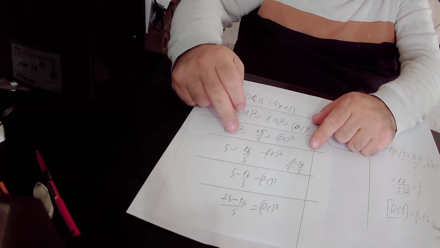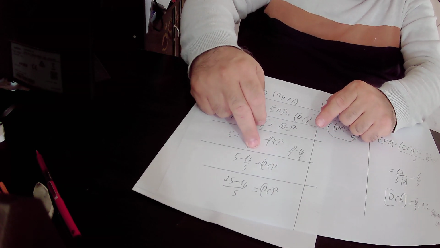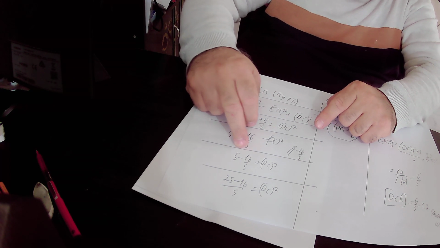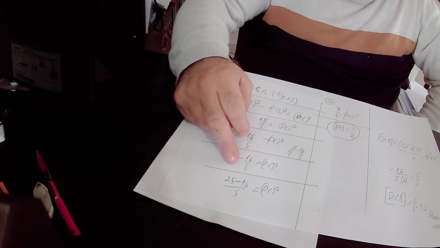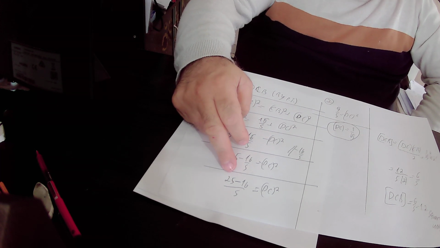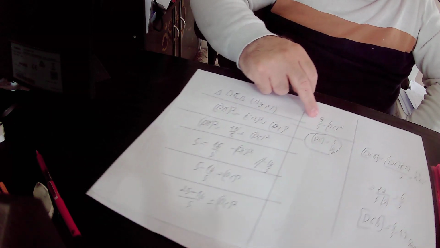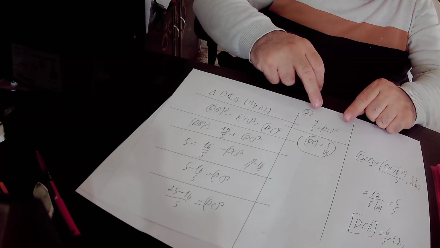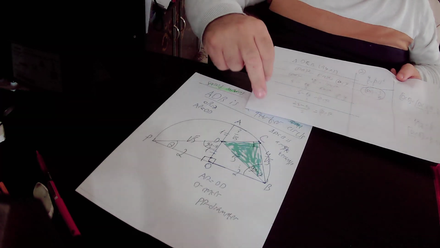We subtracted 16 fifths from this equation and found that 5 minus 16 fifths equals DC squared. We multiplied 5 by 5 and then divided by 5 in order to have a common denominator with this expression. So 5 times 5 is 25, and we have 25 minus 16, which is 9. So in conclusion, 9 over 5 equals DC squared. We took the square root of this equation and found that DC equals 3 over square root of 5.